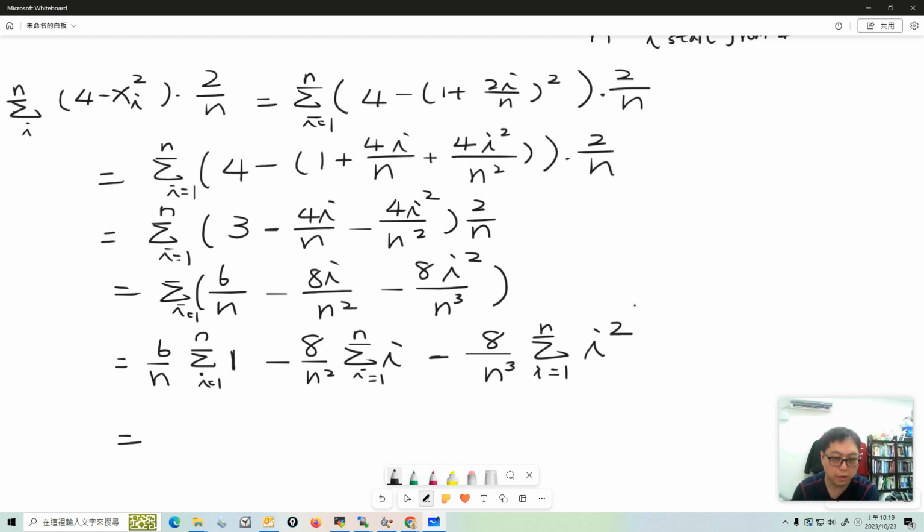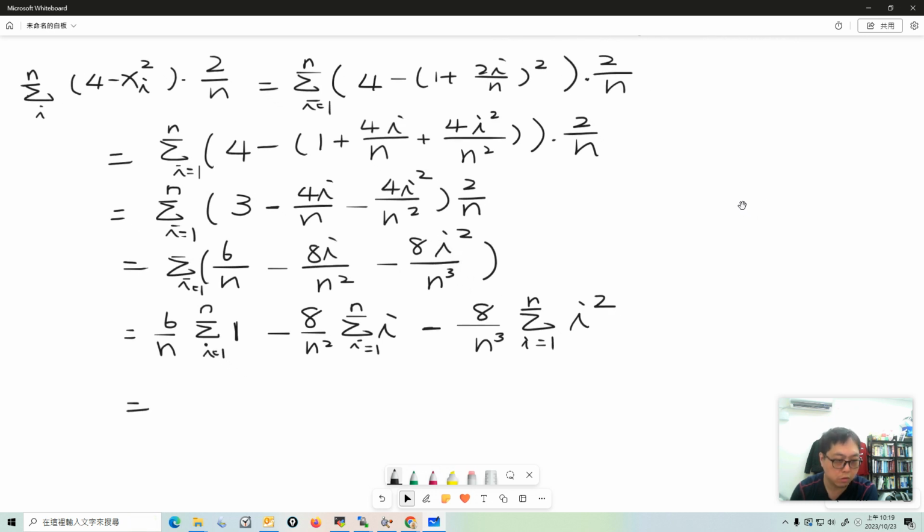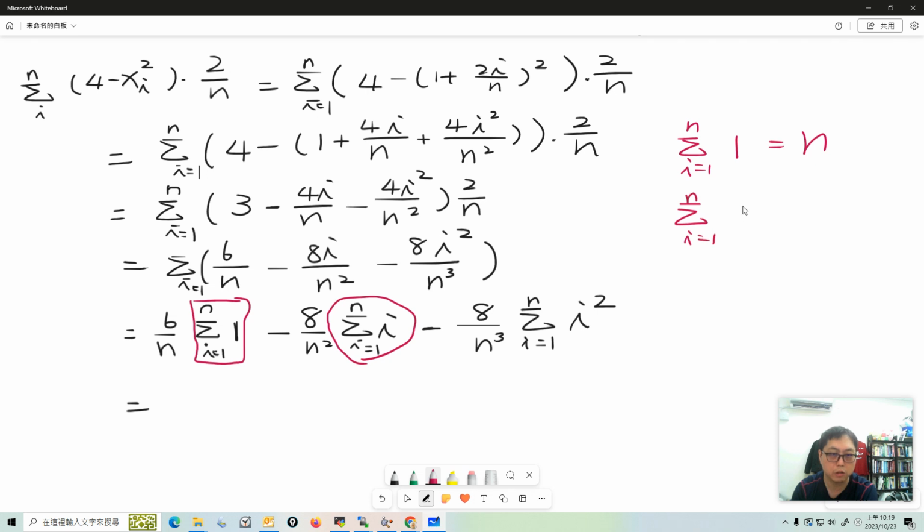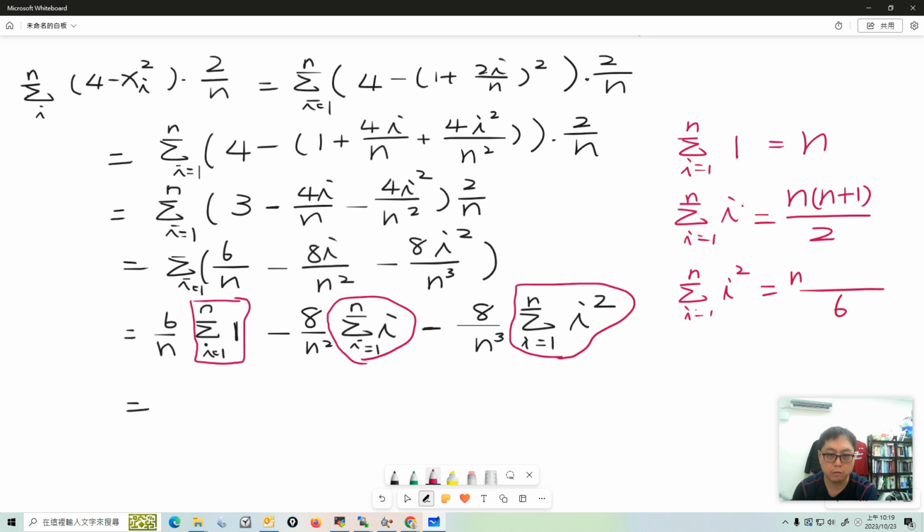Okay, a over n to the power 3 times the summation of i squared. Then use some high school mathematics you have learned about summation. What is this? This is just n, the summation of i equal to 1 to n of 1 is just n. And in the last video we have shown that this is just n times n plus 1 over 2. And for this one, in the last video we already mentioned that this relates to your high school mathematics: n times n plus 1 times 2n plus 1 over 6.